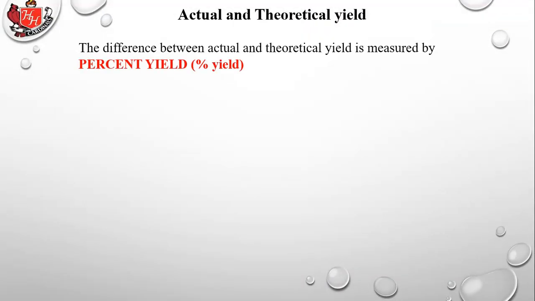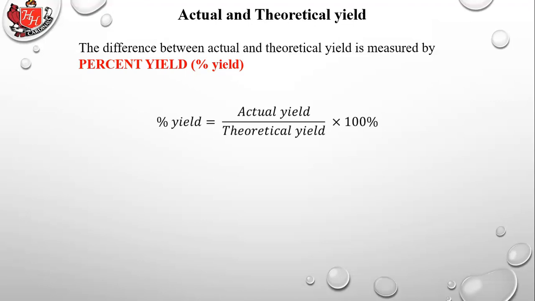So the difference between the actual and the theoretical yield is measured by percent yield. So the percent yield is the actual yield, that's what you got in the lab, over the theoretical yield, that's what you figured out on pencil and paper that you should have gotten, times 100%.